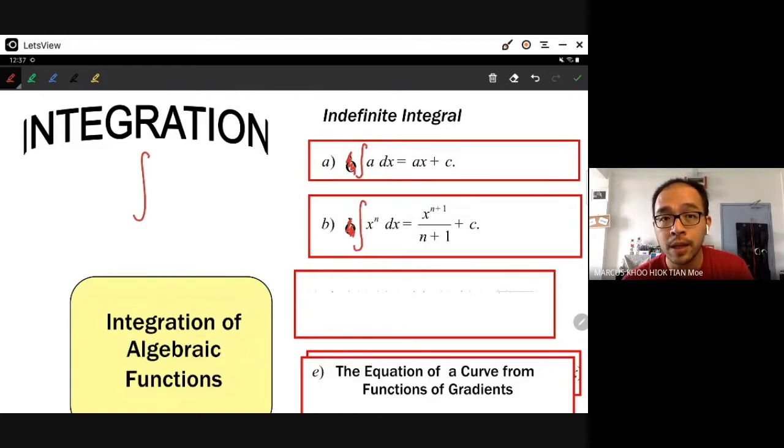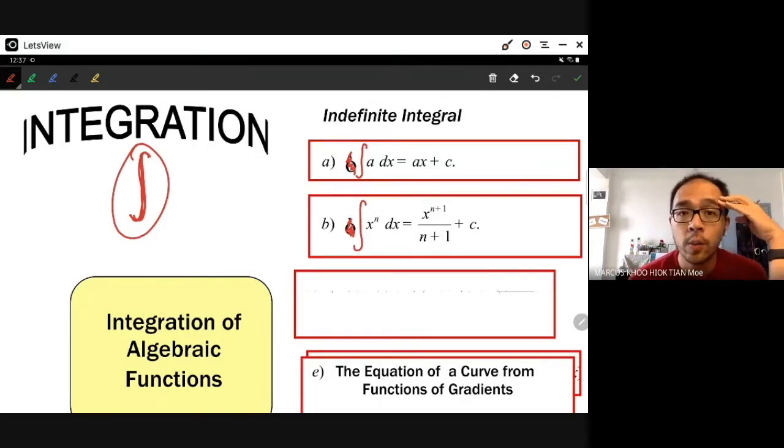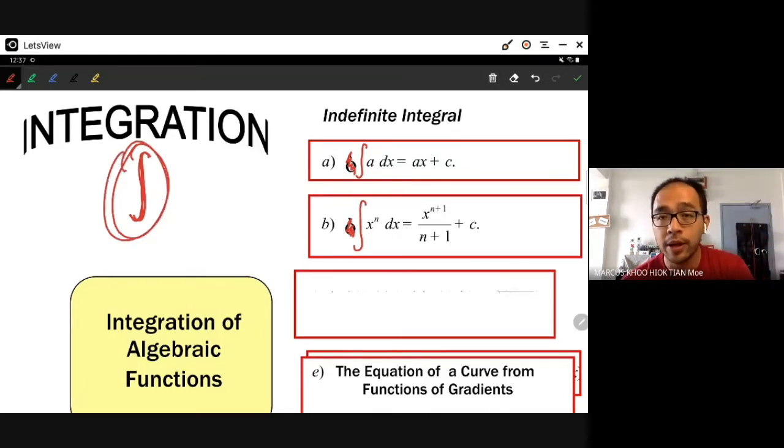Now, please remember that as long as this sign exists, it means you have not yet increased the power. But the moment you have increased the power, this sign must disappear. You cannot bring it down all the way with you. So be aware of this. When you have increased the power, when you have actually done the integration, make sure you throw this sign away. Don't just leave it there.